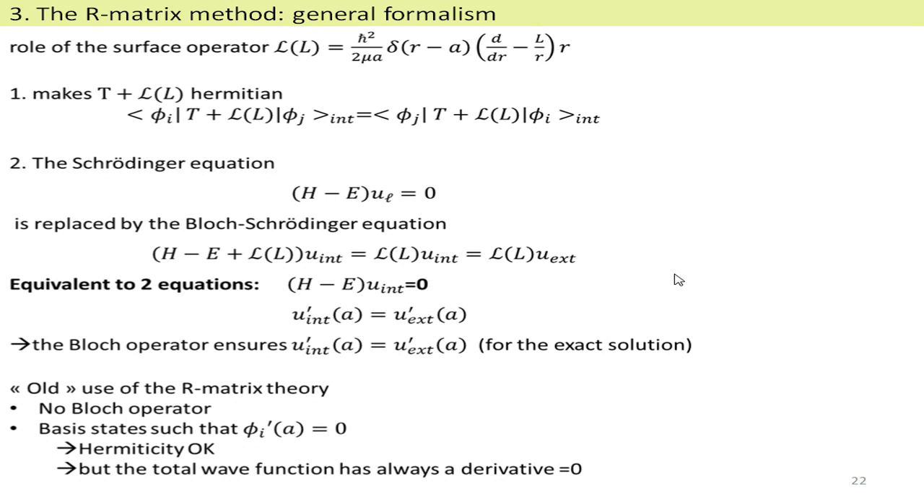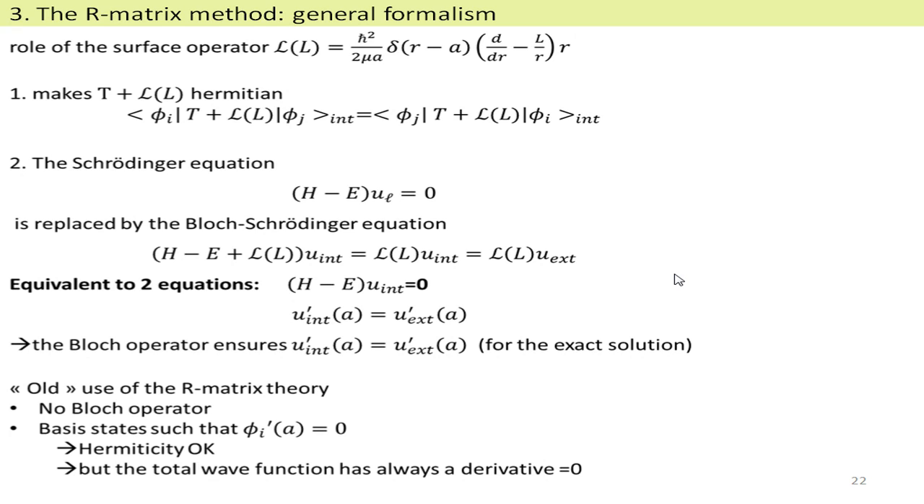So when this Bloch operator is introduced, the Schrödinger equation becomes Hermitian. The idea is to replace the standard Schrödinger equation, which is written here, by the Bloch Schrödinger equation. So you just add one term on the left side and on the right-hand side of the Schrödinger equation. You add L on the left-hand side and L on the right-hand side. And this is valid for the internal function.